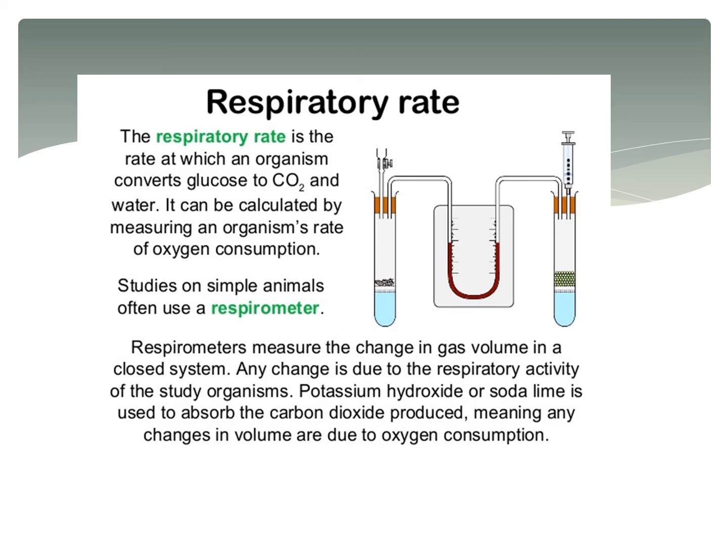Studies on simple animals often use a respirometer. Respirometers measure the change in gas volume in an enclosed system, so any changes due to the respiratory activity of the organism that's being studied. Potassium hydroxide or soda lime is used to absorb the carbon dioxide produced, meaning that any change in volume is due to oxygen consumption.